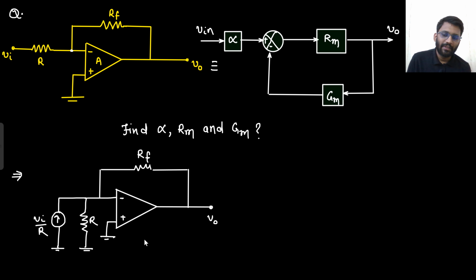What kind of feedback topology was there? Voltage current. So for voltage current feedback topology, what do I know?